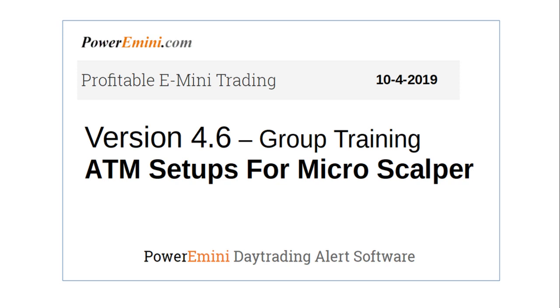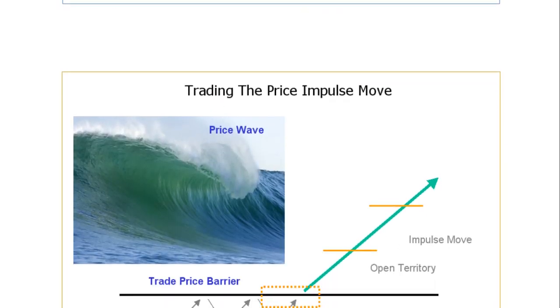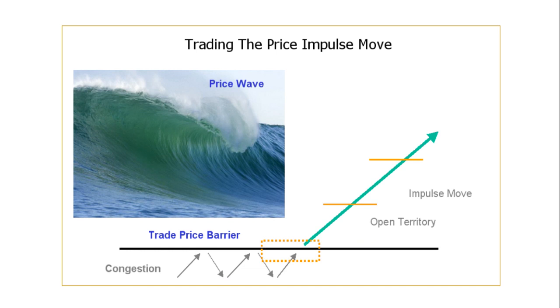So we're going to be continuing to do training now on how to enhance our money management and trading off of those new scalp ranges, the dynamic trigger range. So let's go to the very first slide there, Bill. Trading the price impulse move. Okay.